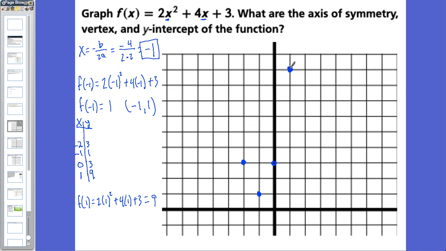And then I can use my line of symmetry. Since my line of symmetry goes down the x equals negative 1 here, I can do 1, 2, 1, 2. There's my other ordered pair. So that would be negative 3, 9.